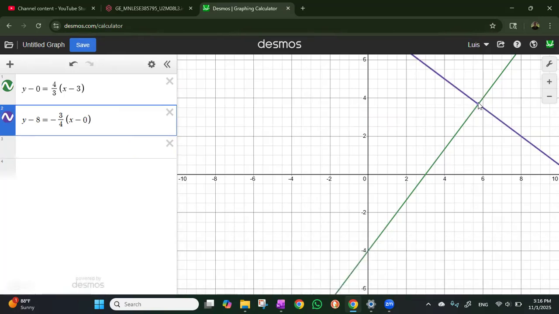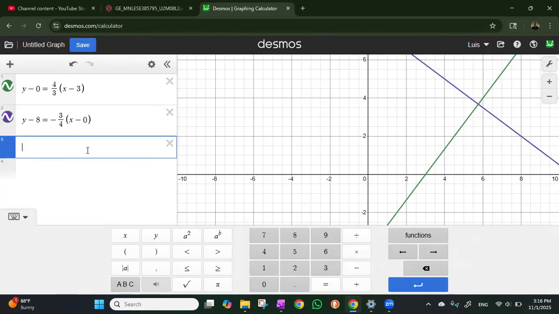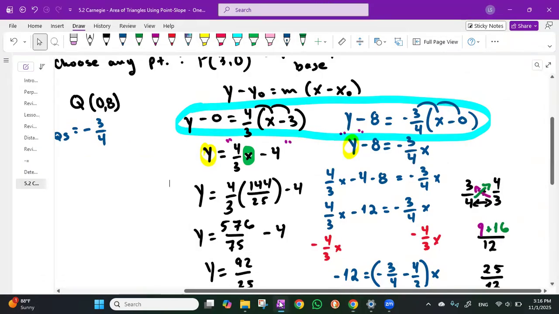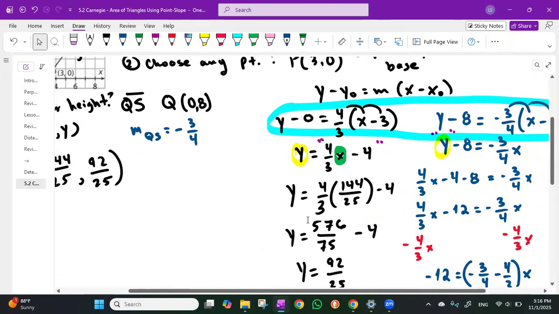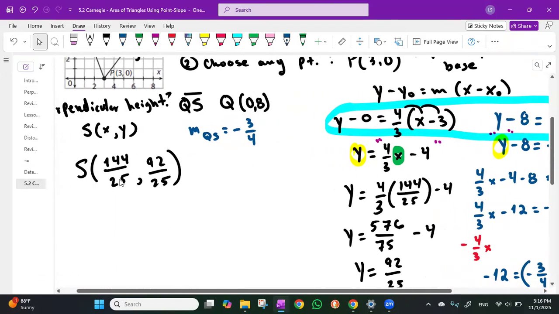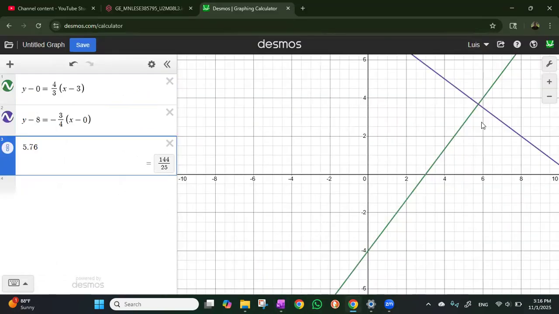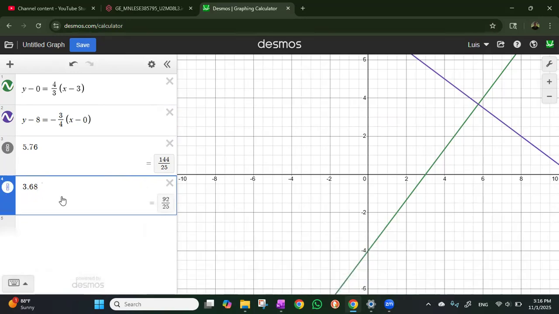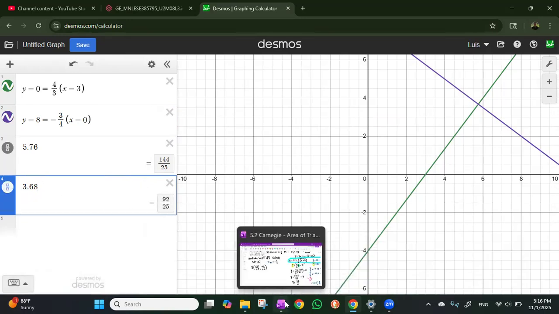But anyway, if you type in these decimals over here, the 5.76, that is your x coordinate. And if you type the other one, the 3.68, that is your y coordinate, as you can see right here.